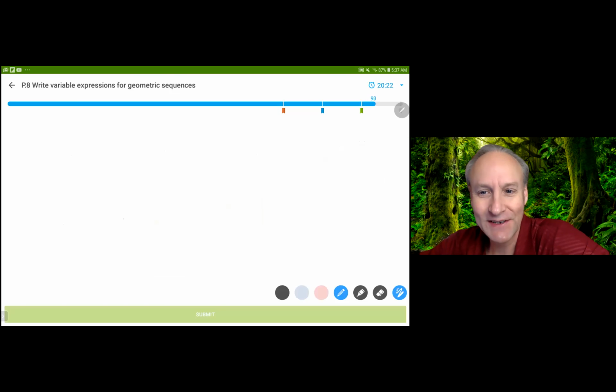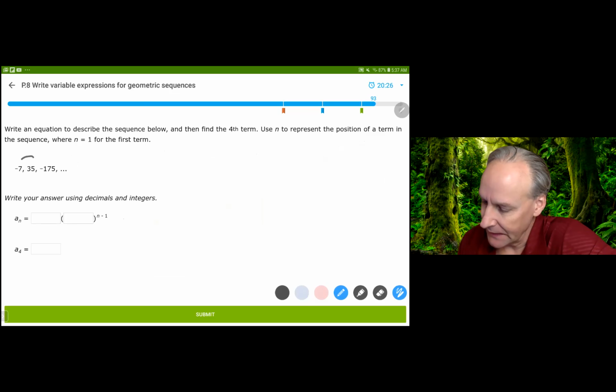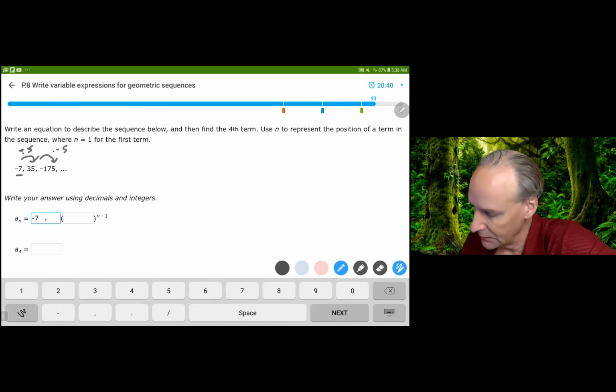Oh, they're gonna really make us work for this one. All right. So we multiplied by -5, didn't we? Put the negative in there. Dang, didn't work. Okay, so times -5 again. And our multiplier is -5. Our first term is -7. -5 is our multiplier. And they want to know what is the next term. So we're going to have to multiply by -5.